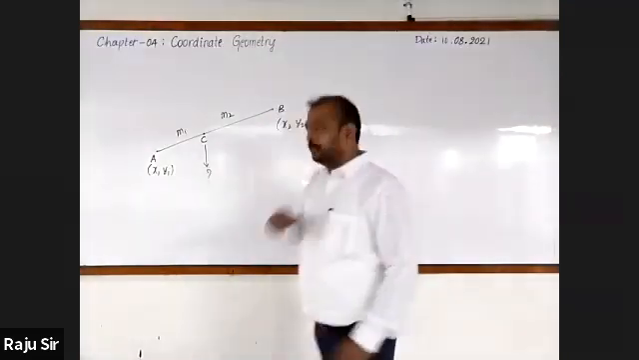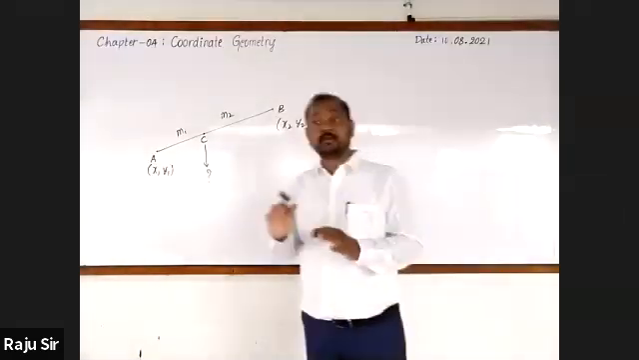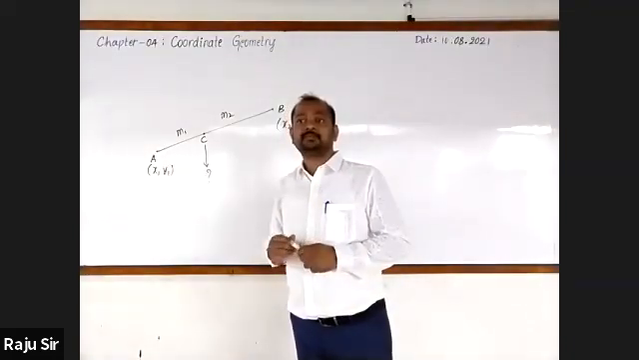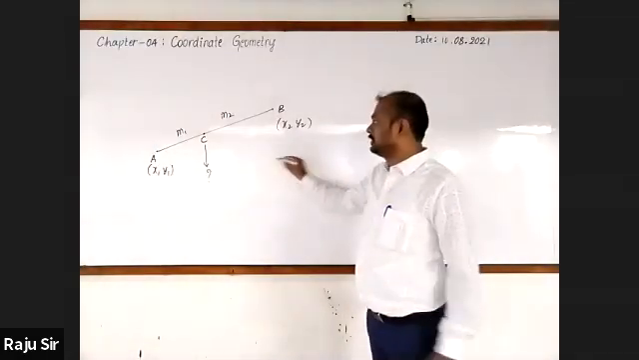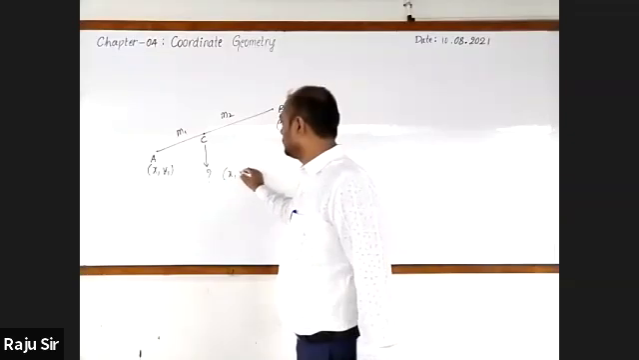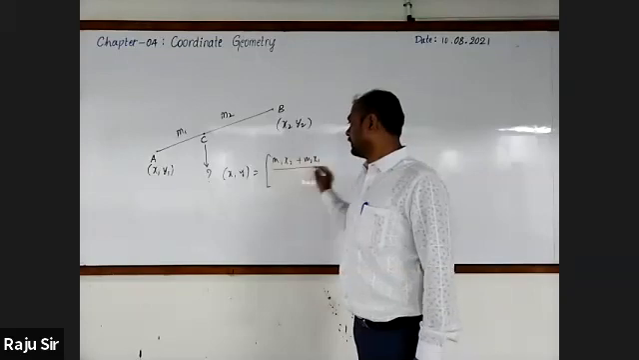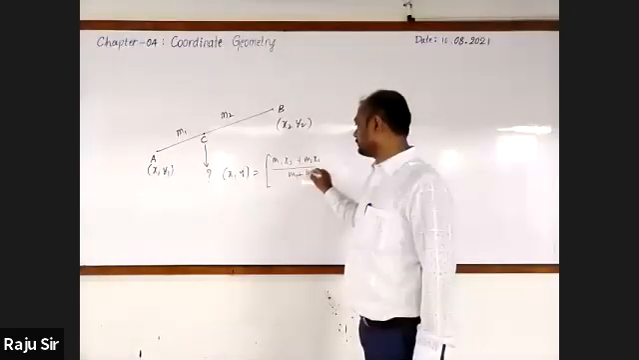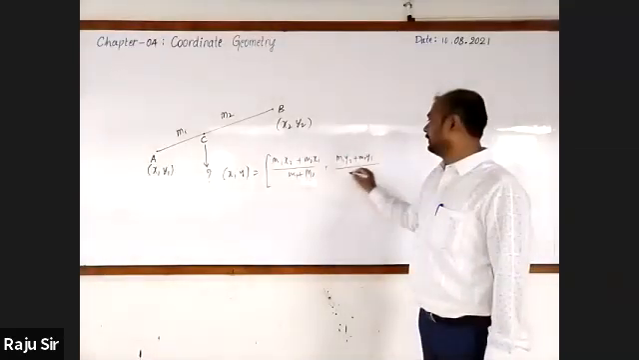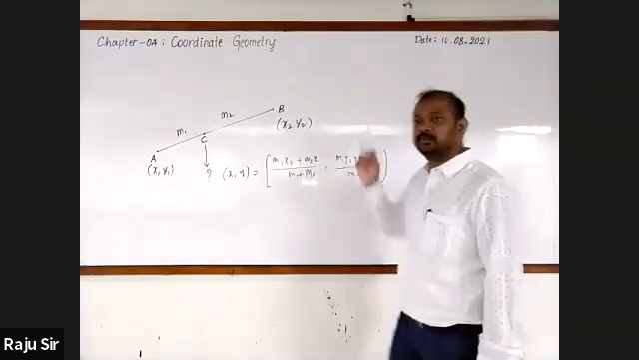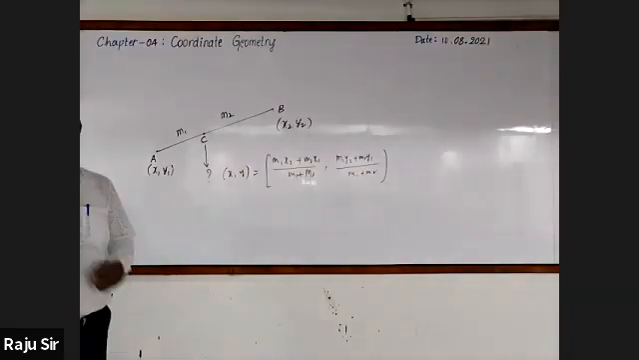Now, if you know that formula from school, then this chapter is already over. That formula is actually (x, y) equal to (m1 x2 plus m2 x1) by (m1 plus m2), and (m1 y2 plus m2 y1) by (m1 plus m2). The derivation is also simple, so let us go for deriving this formula.